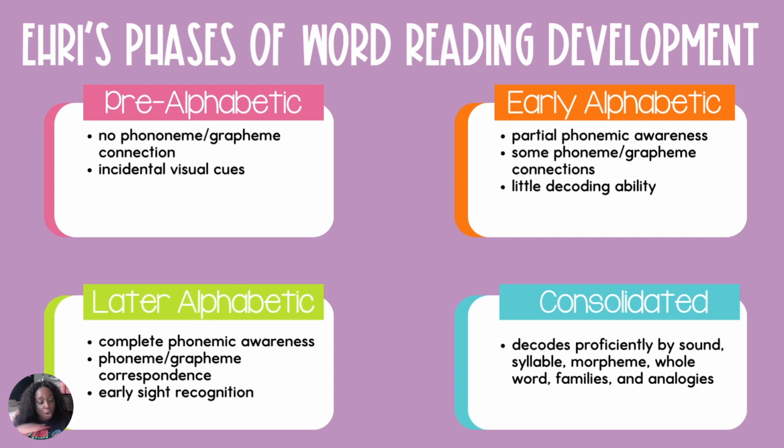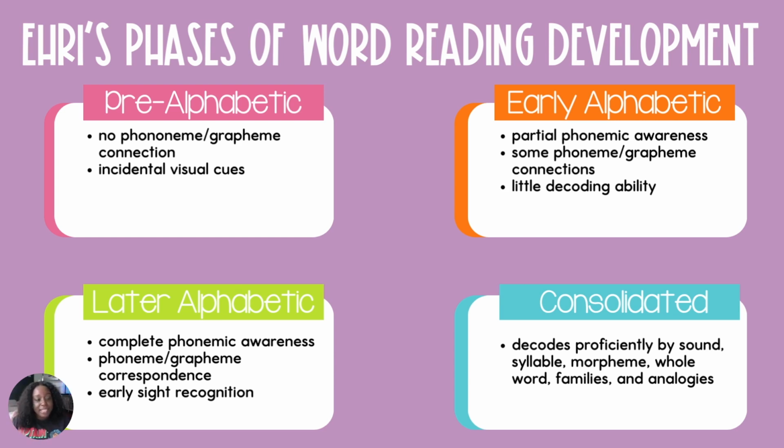So they have no phoneme grapheme connection at all. All right. Now, as they move into this early alphabetic phase, they have some phonemic awareness. That means we're talking about early pre-K, kindergarten. They're getting there, they're learning. They have some phoneme grapheme connections, but they have very little decoding ability. They're able to recognize some sounds, they're able to write and represent some sounds, but decoding, blending to get there, we're not there yet.